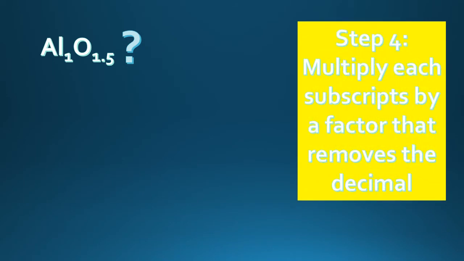You can't. But you can multiply both of those by some number to get rid of the decimal. What can you multiply both of those subscripts by that would allow us to get rid of the decimal? Well, if you said 2, you are correct. So we multiply both subscripts by 2, and we end up with the empirical formula, which in this case also happens to be the same as the molecular formula.